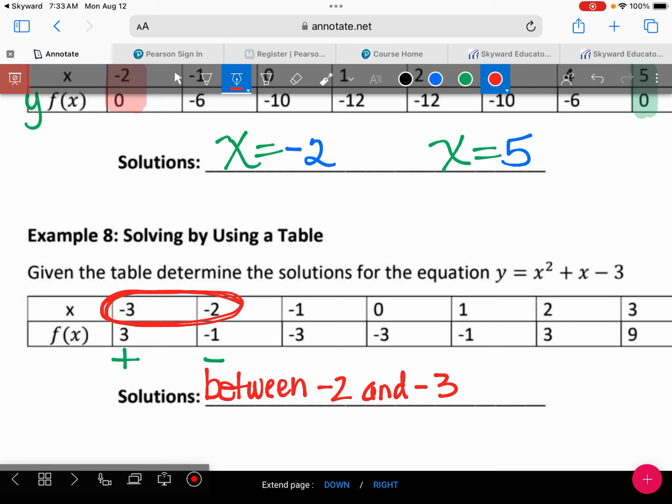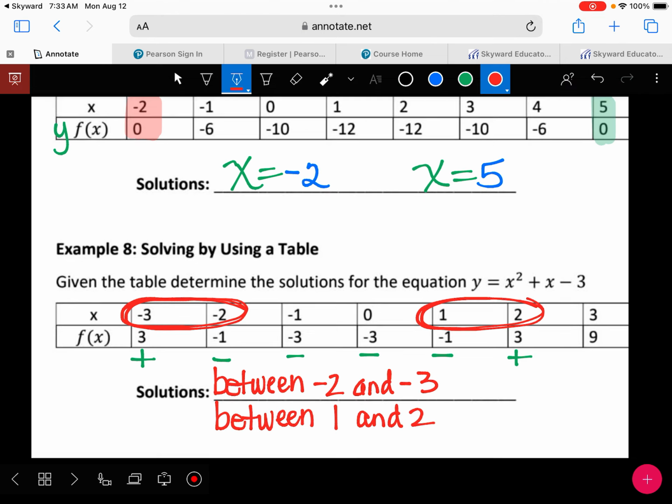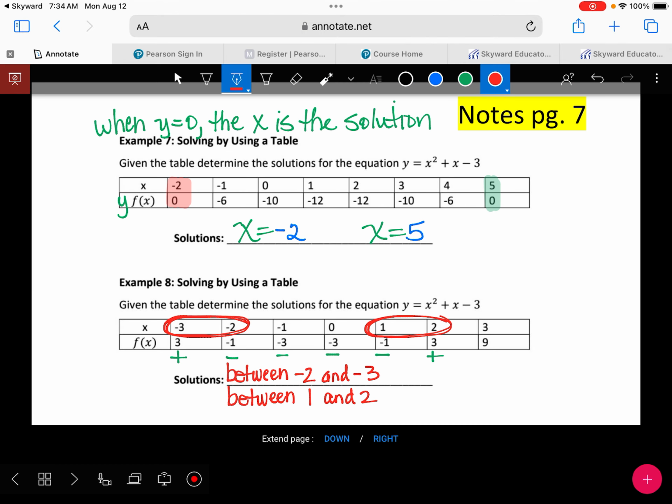Okay, let's see. So then we stay negative, negative, negative, and then we switch to a positive. So that tells me my second solution is going to fall here. My second solution is between 1 and 2. All right, any questions about our tables and how to find your solution? Can you go to the next page?